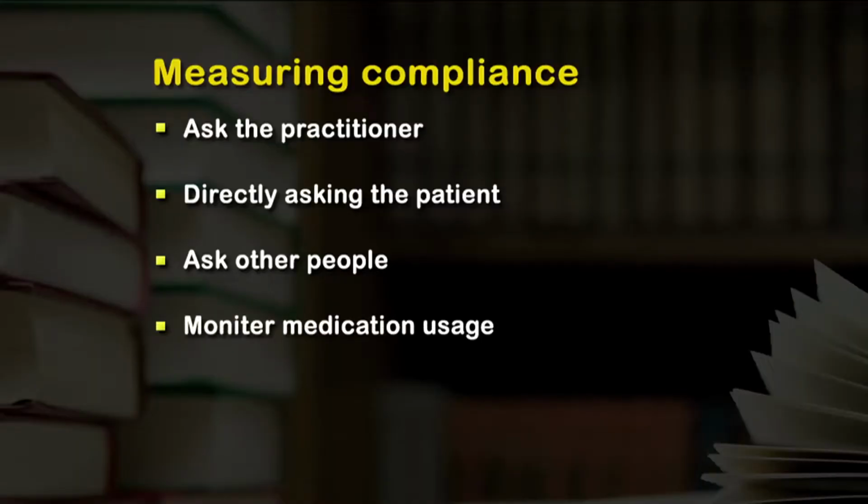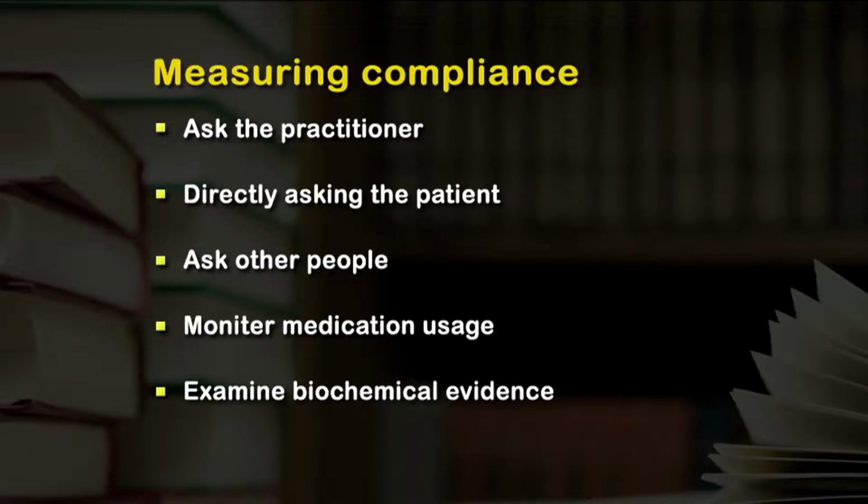And the fourth one, which is, I would say, more authentic and more accurate than the above three, is monitoring medication usage. You can check the pills, how many pills they are using or not. That is another indicator. And the final one, which is highly validated when compared to all the four above, is examining biomedical evidence. So let's go one by one and see what is the advantage of each and every measurement, and also what is the shortfall of each and every measurement.